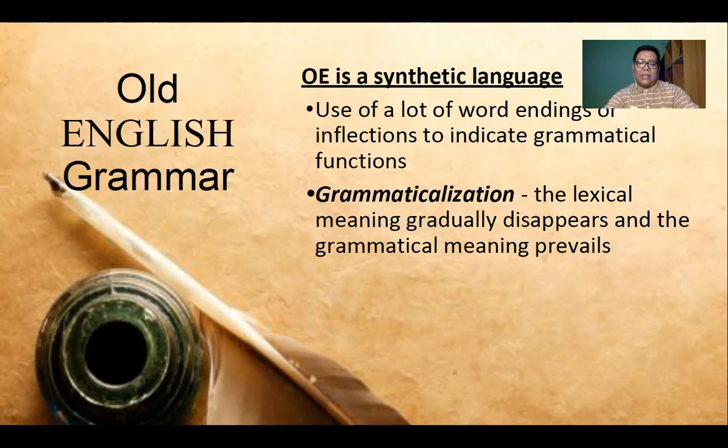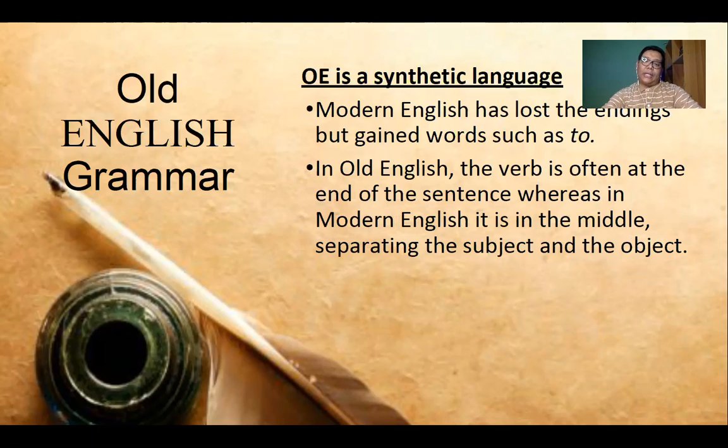So when you inflect, let's say, a suffix to a word in the Old English language, the word now becomes another grammatical entity. Okay, meaning it changes because of an inflection. This is so-called grammaticalization, wherein the lexical meaning gradually disappears and the grammatical meaning prevails because of the inflections. So originally, words have lexical meanings, but grammatical meanings prevail because of inflections. Modern English has also lost the endings but gained words such as "to." So before, there were no prepositions like "to" and other determiners, but there were a lot of inflections.